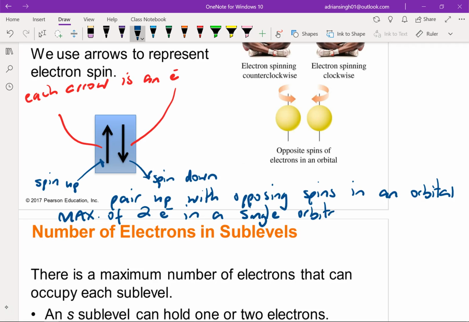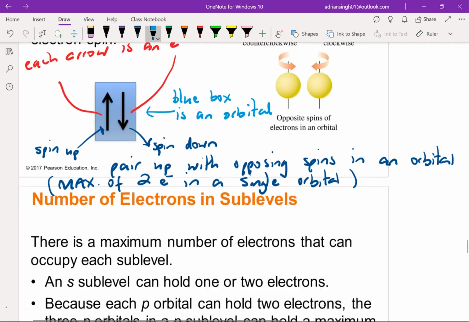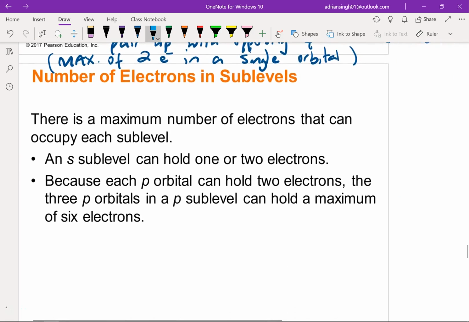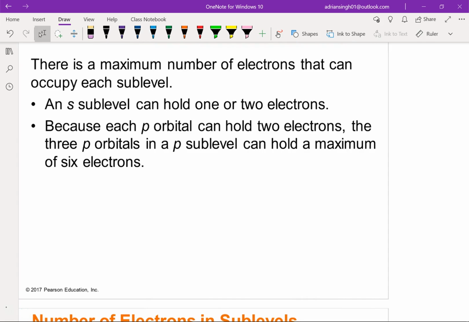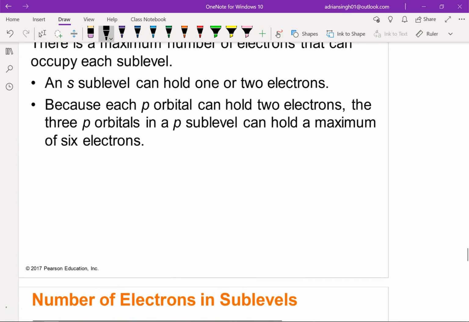And we're going to use this idea in the next section to talk about orbital diagrams. All right, so our arrows represent electrons, and the box here, the box in blue, is an orbital. Okay, so that's why there's a maximum of 2 electrons in an orbital. It's based on the Pauli exclusion principle.